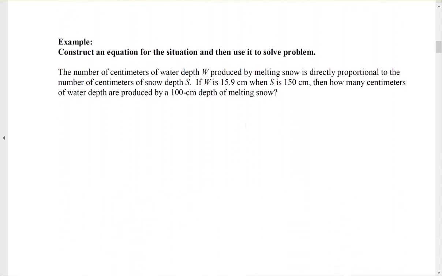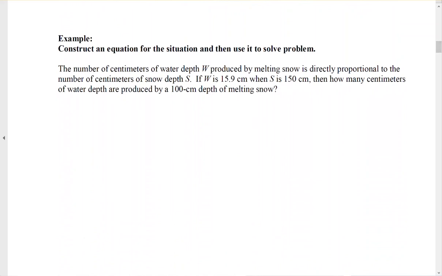So along that line, this next question is about the same idea. We're going to set up and construct an equation first, and then use that equation to solve the problem. So the number of centimeters of water depth W produced by melting snow is directly proportional. That's my constant of proportionality. You can either, again, use K for constant of proportionality, or in this problem, M for slope for a linear equation. And it's proportional to the number of centimeters of snow depth S.